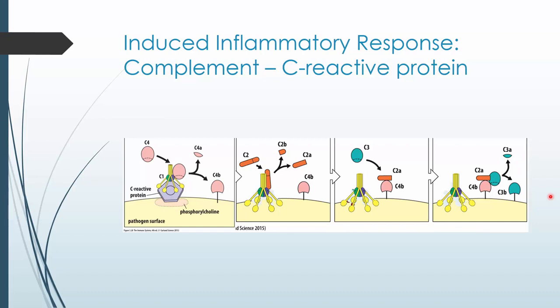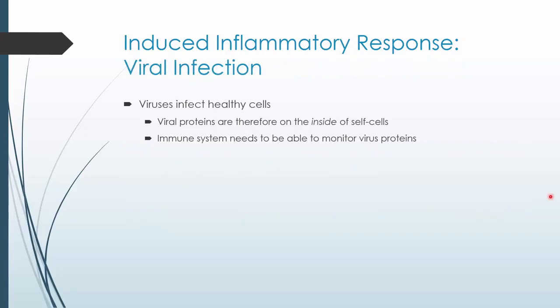All right, so we've talked a lot about complement. What about viruses? Because viruses are kind of a unique thing. They're not really alive. They're not really dead. They're just packets of DNA. So viruses infect healthy cells. And these healthy cells all they do is express virus proteins. So the immune system needs to be able to monitor whether or not viruses exist. So we have several mechanisms by which this is done.